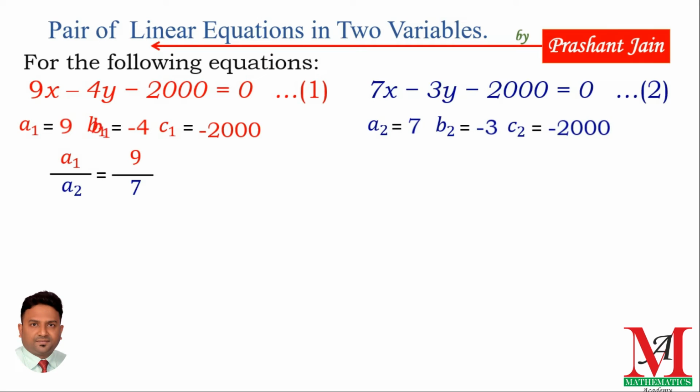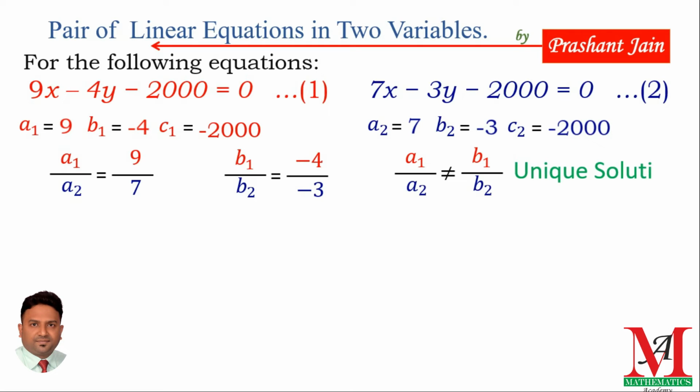Now check b1 upon b2. As we know, the value of b1 is minus 4 and the value of b2 is minus 3, and the ratio becomes minus 4 upon minus 3. Check whether these two ratios are equal. No, a1 upon a2 is not equal to b1 upon b2. It means the solution is a unique solution.